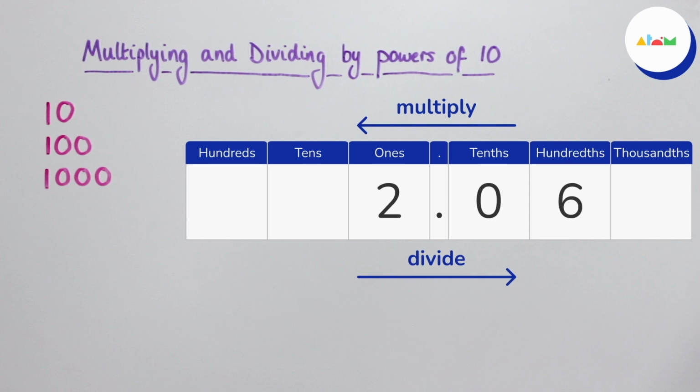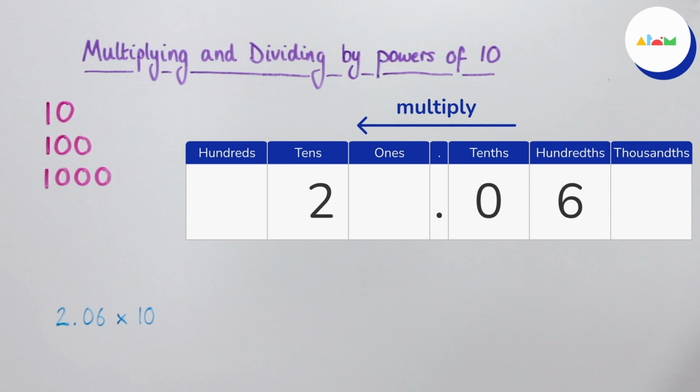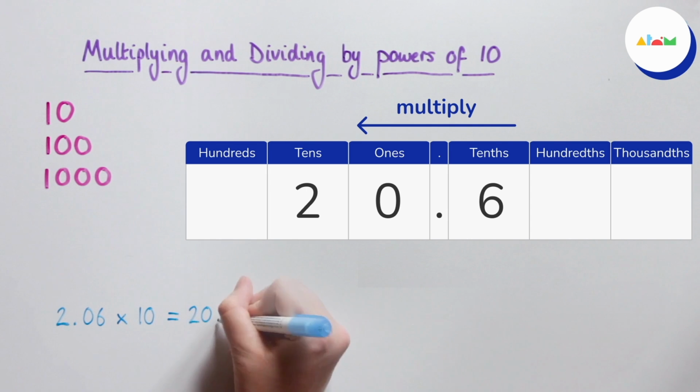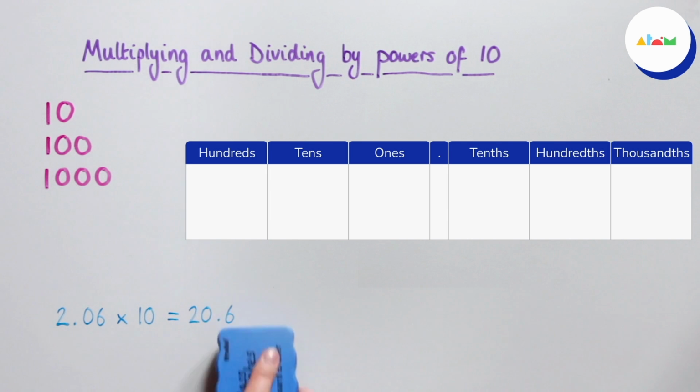Let's try this with 2.06. 2.06 has 2 ones, 0 tenths, and 6 hundredths. If we multiply 2.06 by 10, we are increasing the number. We move the digits one place to the left. The 2 ones become 2 tens, the 0 tenths become 0 ones, and the 6 hundredths becomes 6 tenths. 2.06 times 10 equals 20.6.